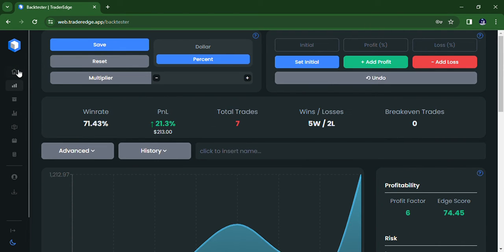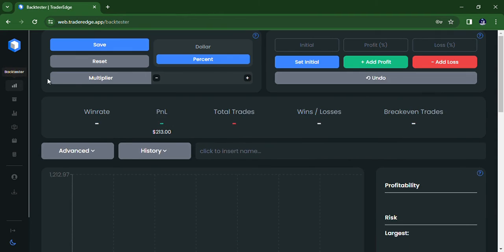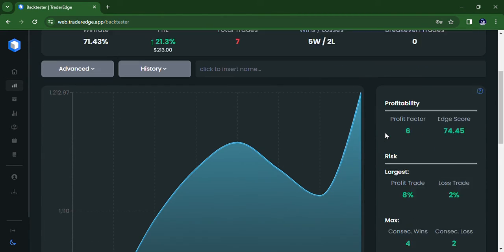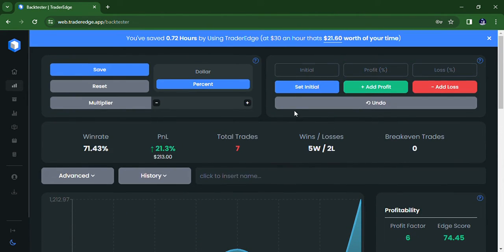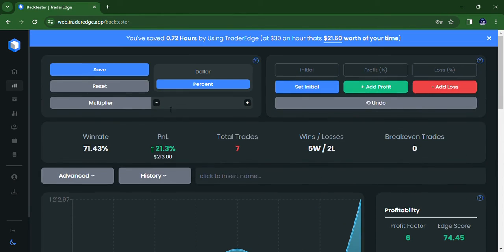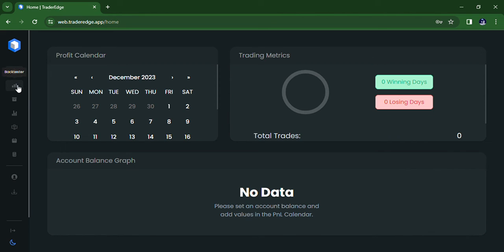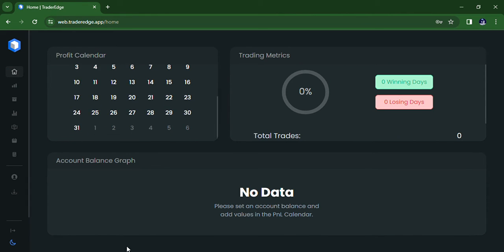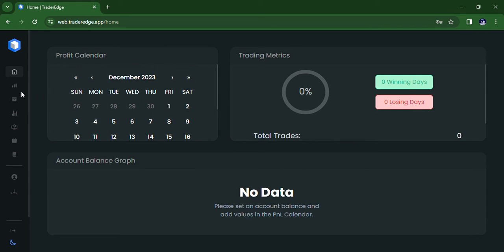This software is very useful. It really will help you, and it will give you an edge over your trading. It will help you grow in your trading journey, and it is very useful software. I personally like it very much. This is your profit calendar. Once you add the data, it will show the profit calendar here.